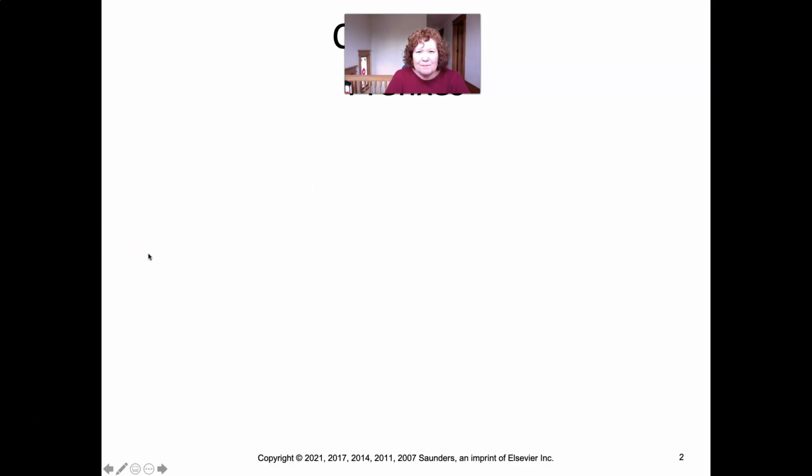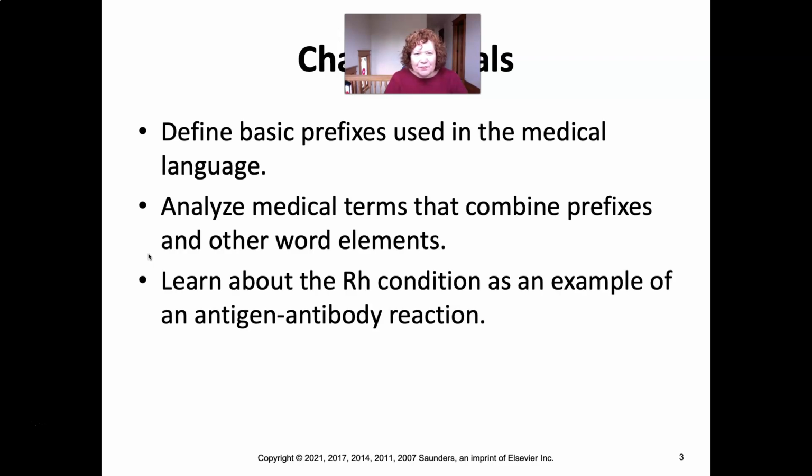So let's see. We're going to be doing prefixes. Last chapter, Chapter 3, we focused on suffixes, and suffixes come after the combining form. Pretty much every medical term has a suffix, but only some medical terms have prefixes, and those come before the combining form. So let's take a look. Our chapter goals for this one are those basic prefixes and how they combine. We're also going to learn about RH condition as an example of an antigen-antibody reaction.